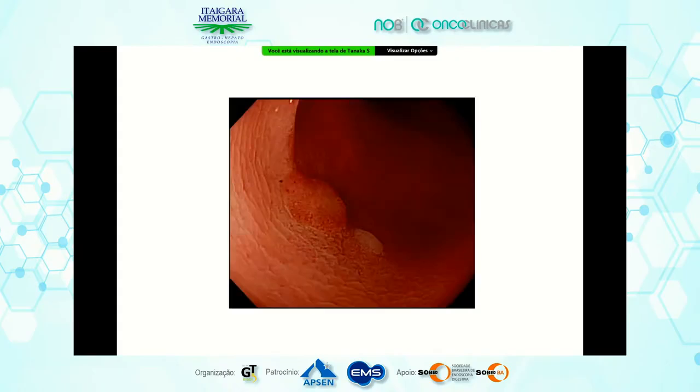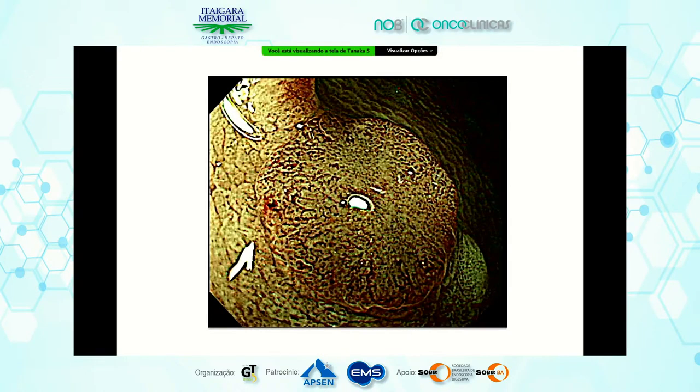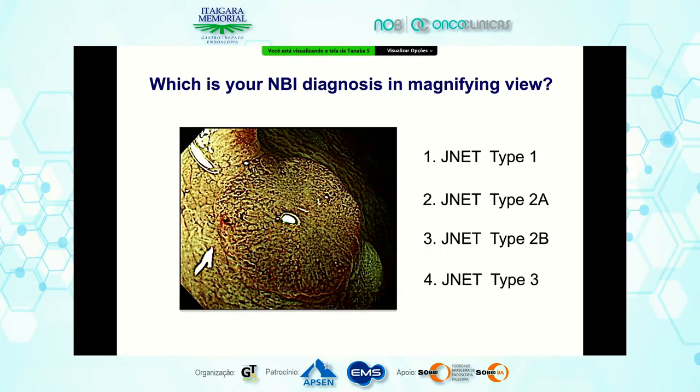Case 1. This is a tiny sessile polypoid region. This is hyperplasia. How do you diagnose this region? I cannot see the audience's answer, but there is an irregular surface pattern. We're going to vote now.